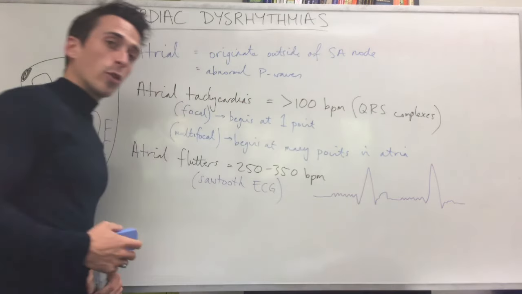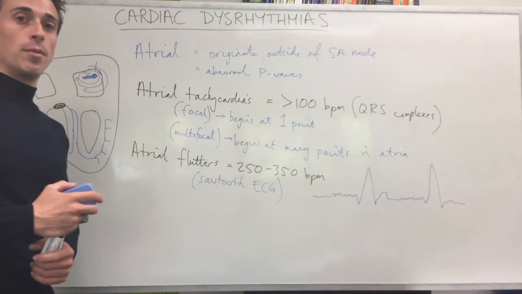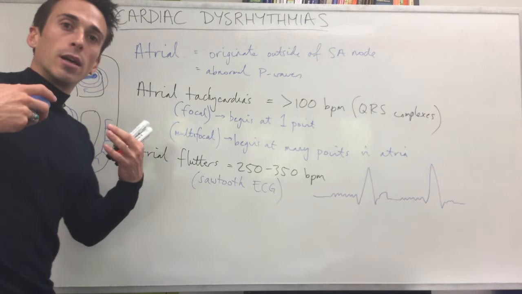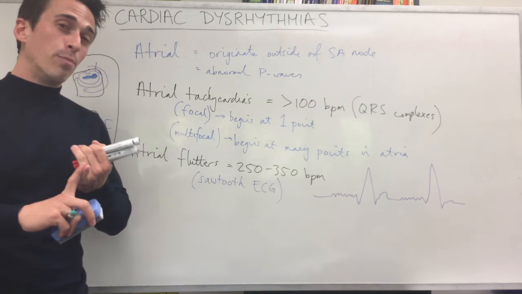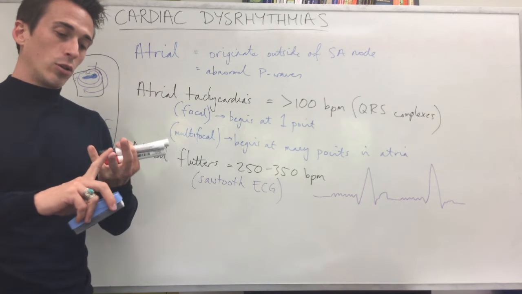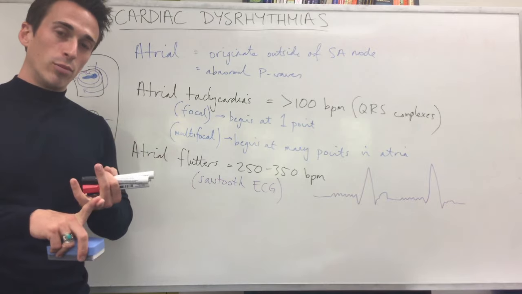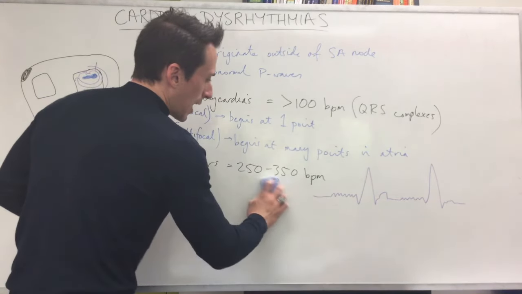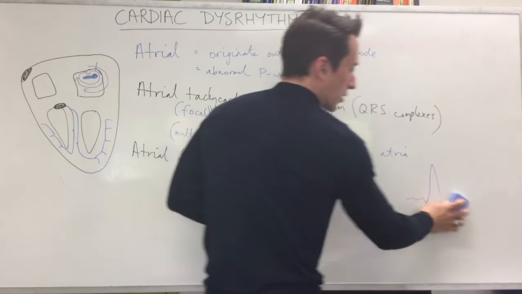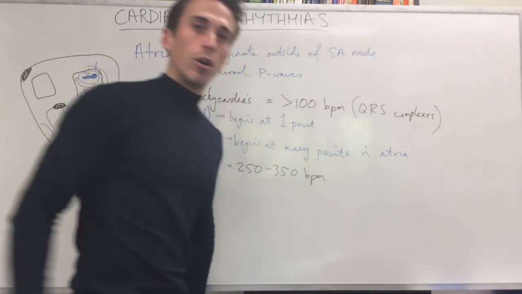What type of treatment options could we use for atrial flutter? Well, we could use some of the common cardiac antidysrhythmic medications. That includes beta blockers, and that also includes calcium channel blockers as well. Now, if this lasts too long, this could reduce the cardiac output of an individual.